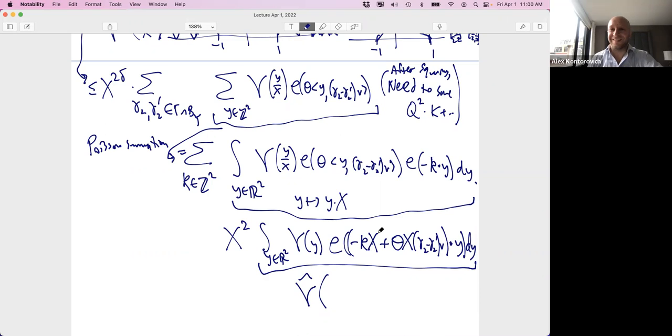kx minus theta x gamma 2 minus gamma 2 prime v over 2 pi. Yes. No, not even over 2 pi. You've written it in the character form. Exactly. Gamma 2 minus gamma 2 prime v. Beautiful. And I pulled the x to the outside.